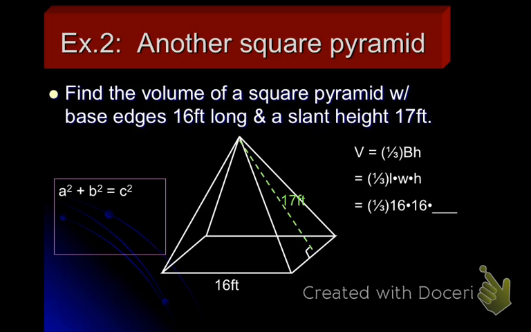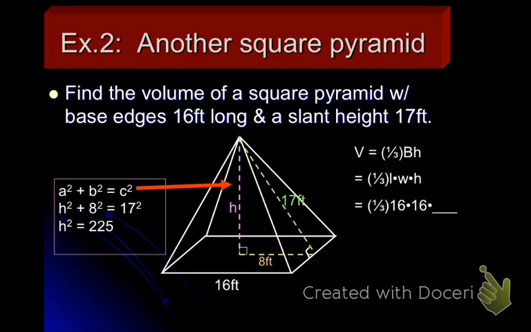So we need to know what this height is, and then we use the Pythagorean theorem. So h squared plus 8 squared equals 17 squared. H squared is 225, so it is 15. So we can put that 15 in, multiply it, and find the volume of 1,280 feet cubed.